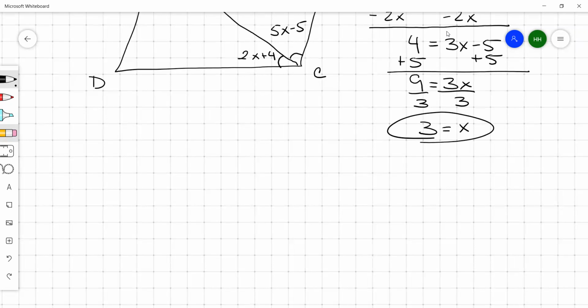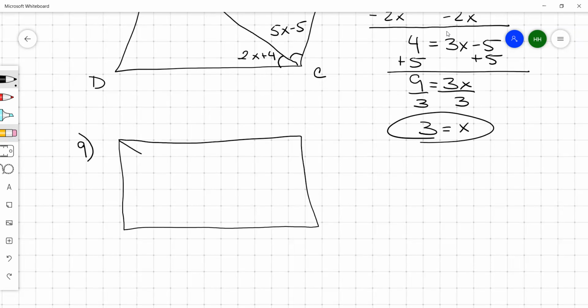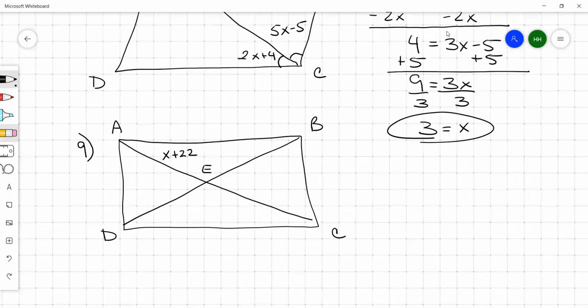Number 9. Quadrilateral ABCD. AE, x plus 22. E to B, 3x minus 18. For what value of x is ABCD a rectangle?